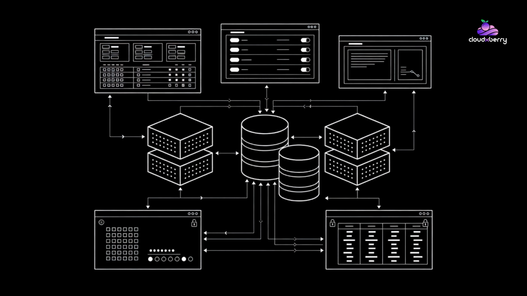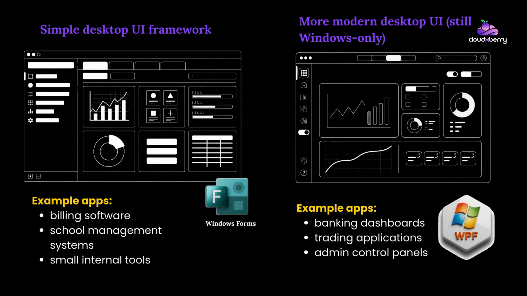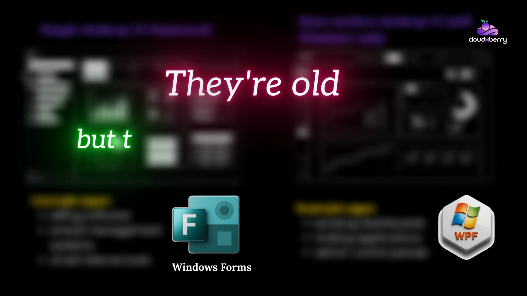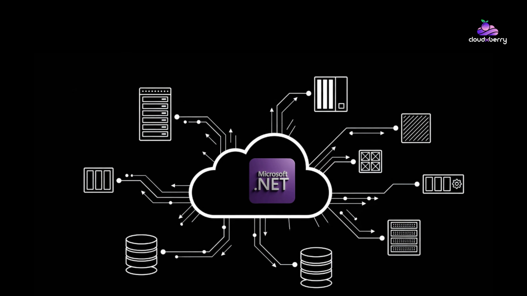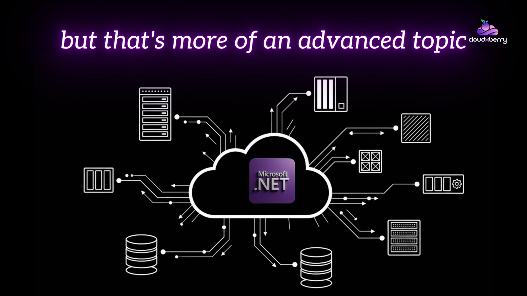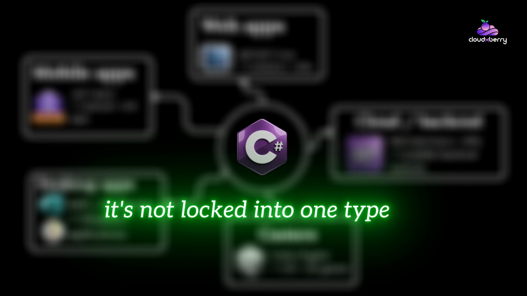Then there's the enterprise world. A huge amount of internal business software still runs on WPF and Windows Forms. They're old, but they're not going anywhere. There's also .NET Aspire for cloud and distributed systems, but that's more of an advanced topic. Point is, C# goes a lot of directions. It's not locked into one type of application.